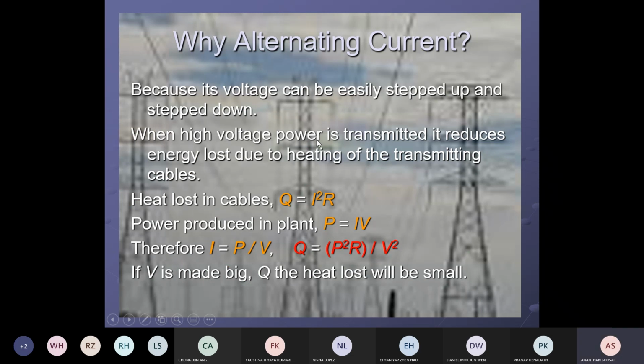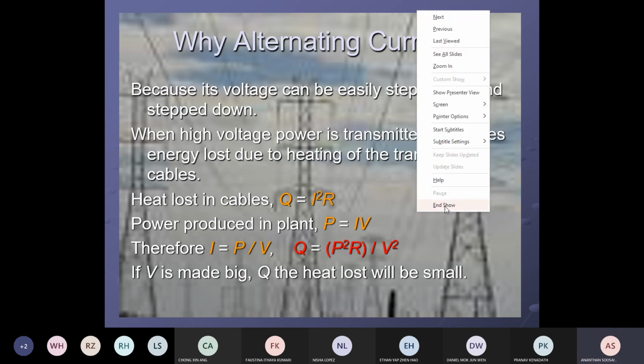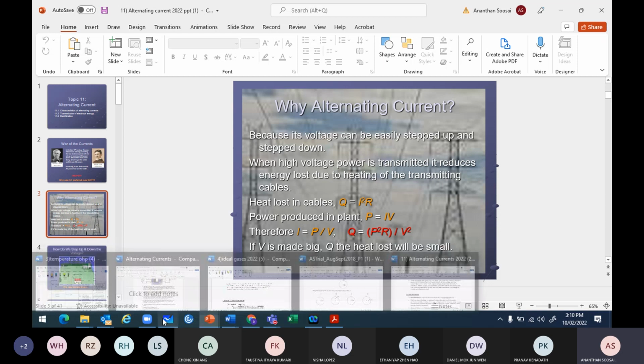Why is high voltage power transmitted? Because if you supply the electrical energy through a cable at high voltage, the energy loss in the cable is reduced. The heat loss in the cable is based on I squared R, where I is the current flowing in the cable and R is the resistance of the cable. So the heat loss in the cable can be reduced by decreasing the current flow. For a better description, let me go to the whiteboard and explain to you.